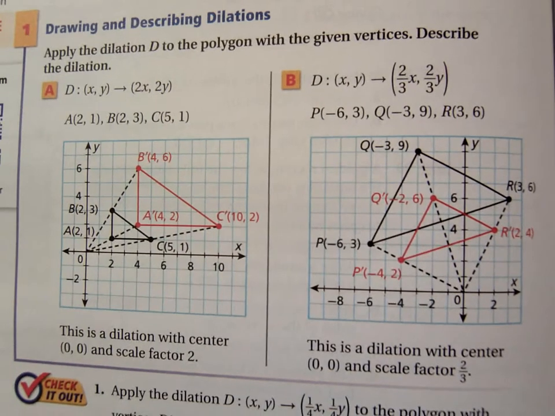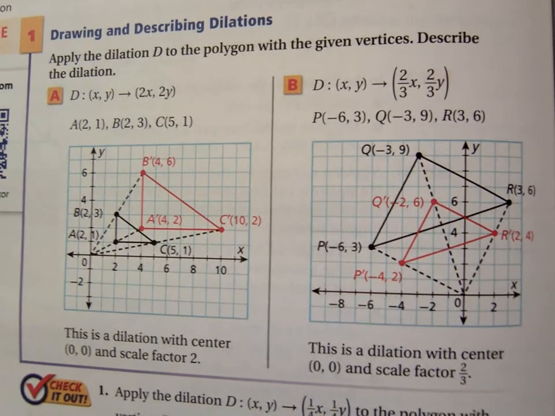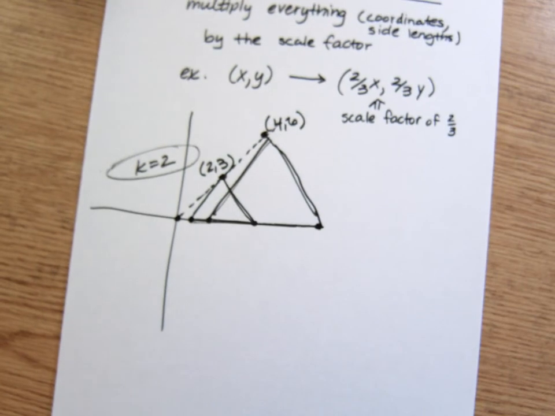Now both of these examples have a center of dilation at 0, 0, at the origin. But it's possible for your center of dilation to be somewhere else. And that's something you could be asked about on your EOCT.